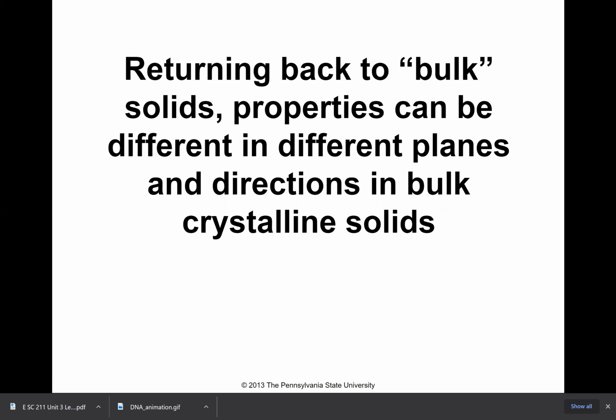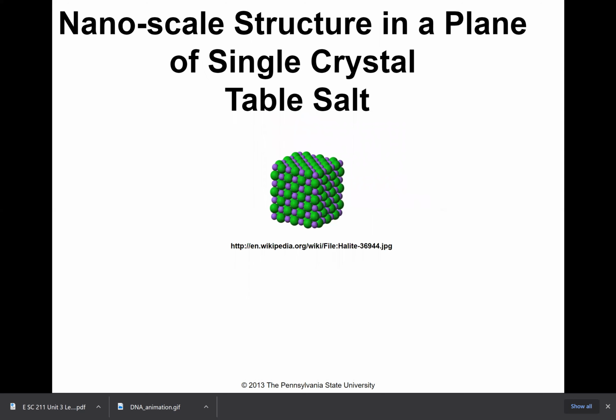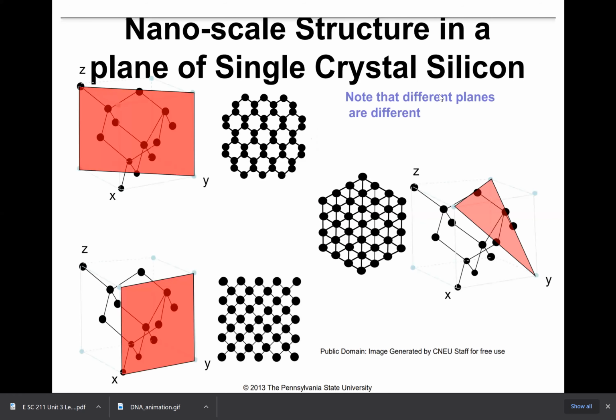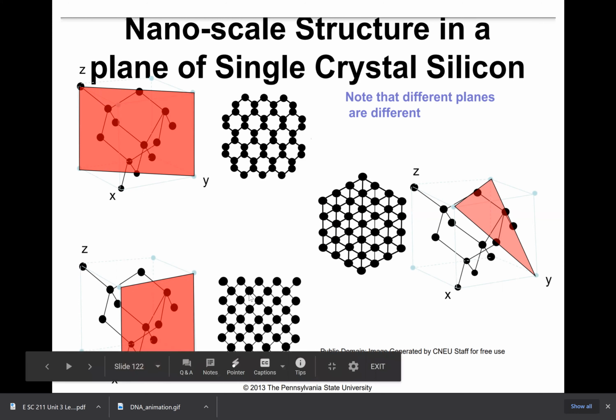Returning back to bulk solids, properties can be different in different planes and different directions in bulk crystalline solids. We're going to start talking briefly about the electrical properties based on the way the atoms are structured. So here is a nanoscale structure of a single crystal table salt. You saw that before. Also, this is a nanoscale structure in a plane of single crystal silicon. If you cut it in a certain way, this is what the two-dimensional nanostructure will look like. If you cut it in this other way, it'll look like this.